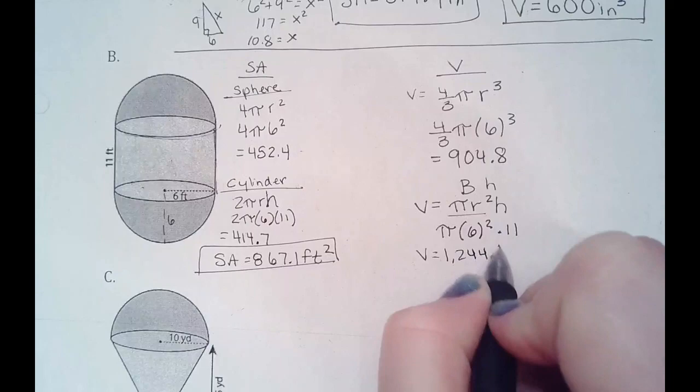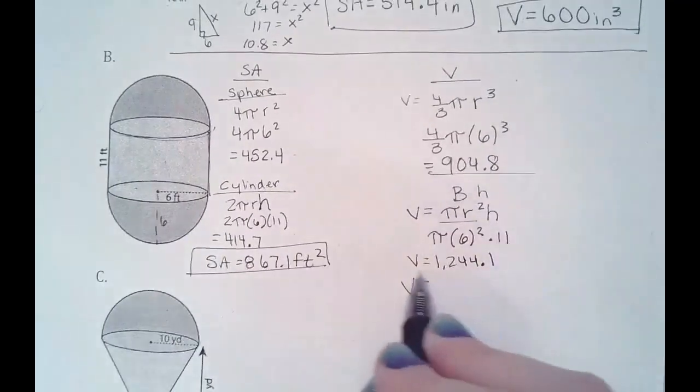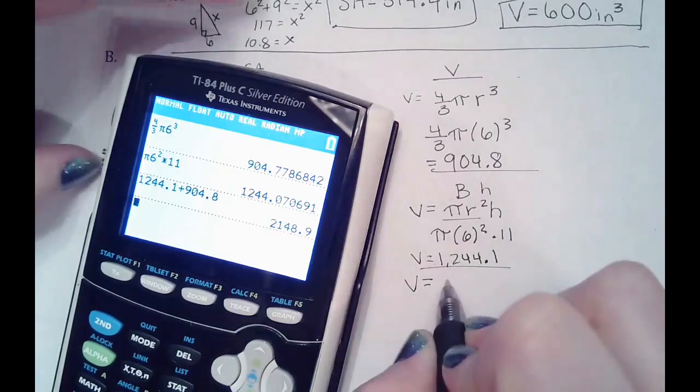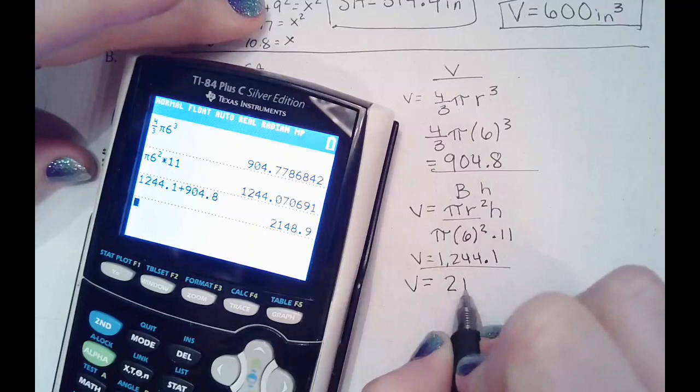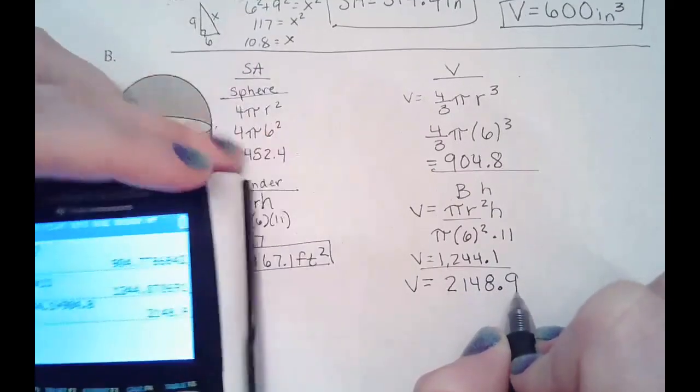Our volume is adding up both of these pieces. So take a second and add those in your calculator. 1,244.1 plus 904.8. So our volume should be 2,148.9. Still talking about feet because it's volume, feet cubed.